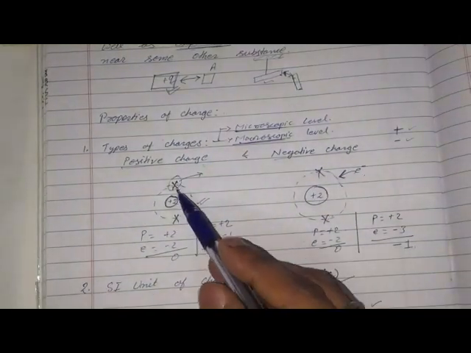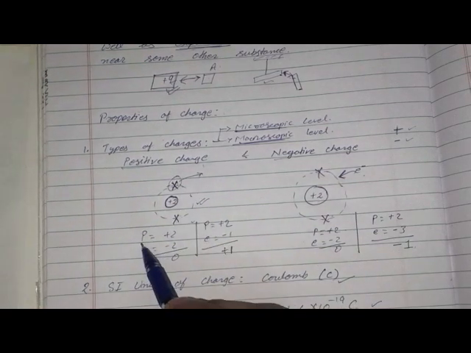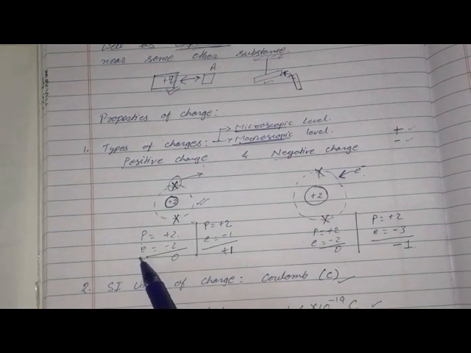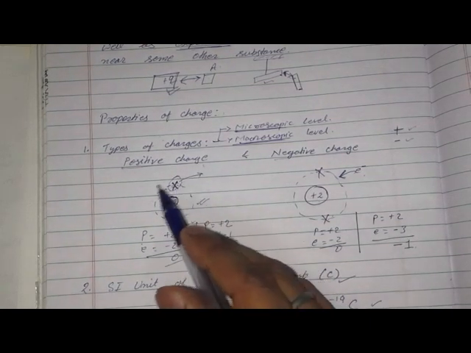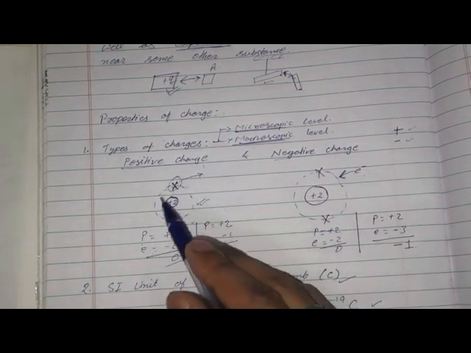So now why is this element neutral? Because see, protons are plus 2 and electrons are minus 2. So the net overall resultant is 0. Hence we call this a neutral substance.